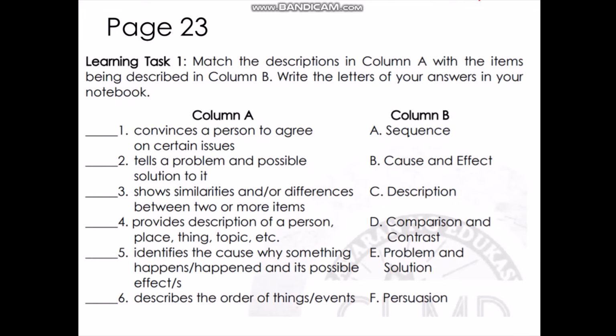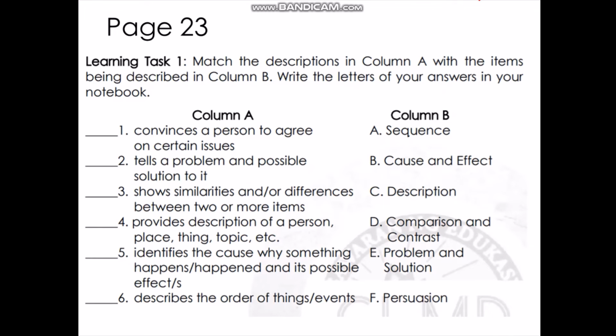Okay, so now in your paper, get your paper, answers only, write page 23, learning task 1. And then write 1 to 6, answers only. So, what are you going to do? Match the descriptions in column A with the items being described in column B. Write the letters of your answers in your notebook.